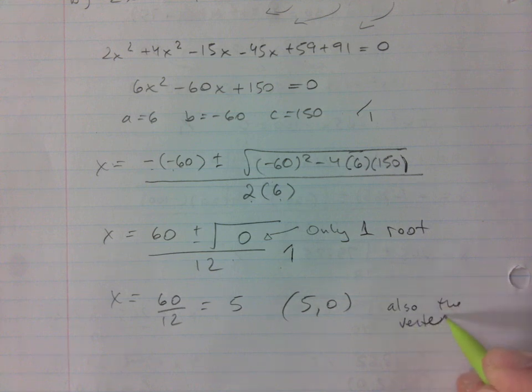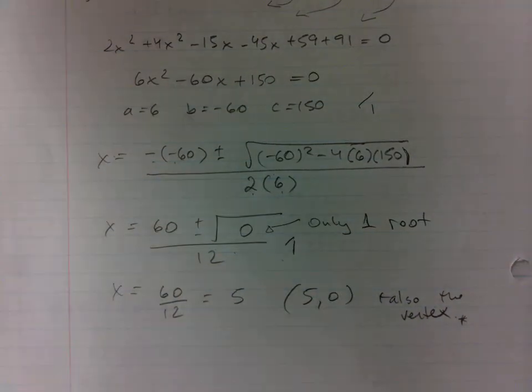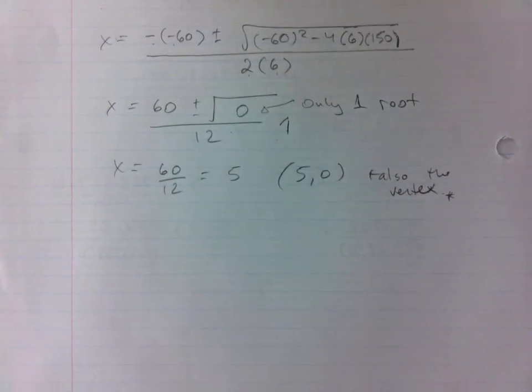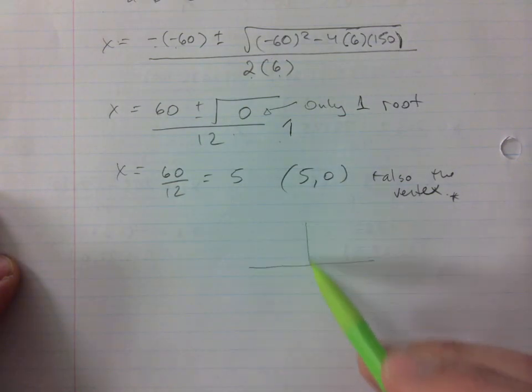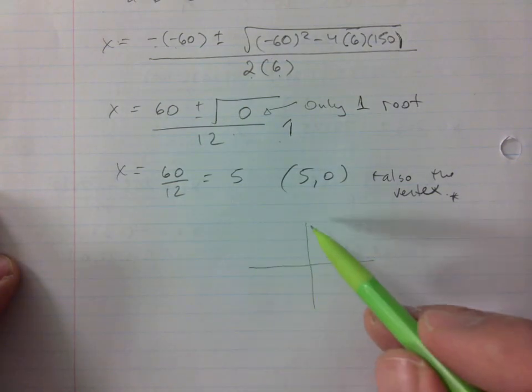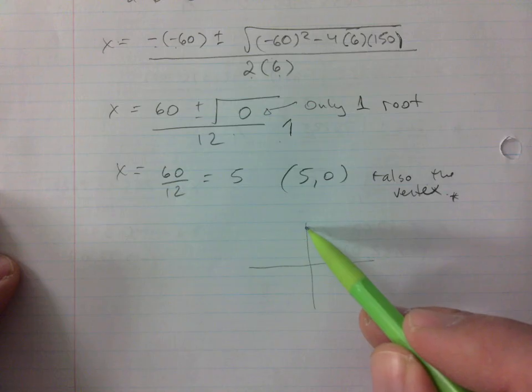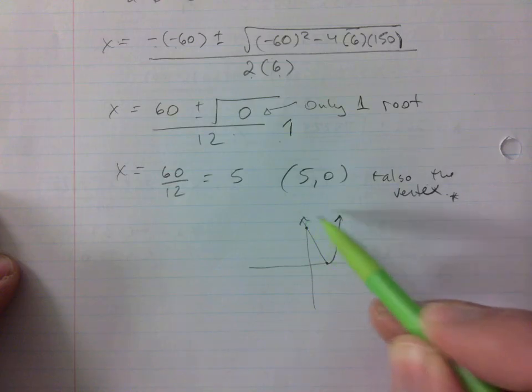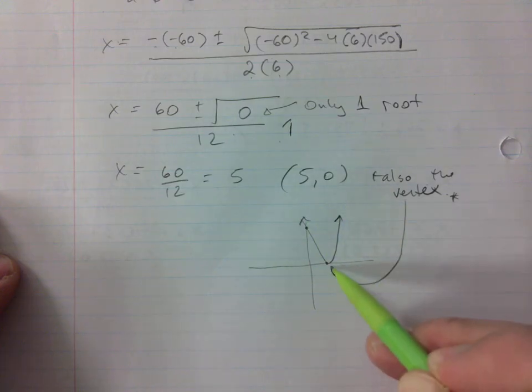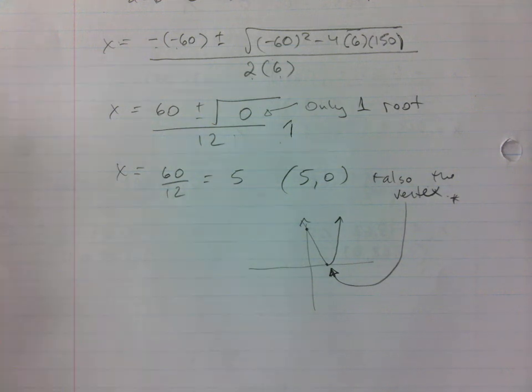So it's not just the x-intercept, it's also the vertex. Which way is this pointing? It's pointing up when we rewrite it. So imagine this. It's 150 here, and it's 50 here. So it does something like this. So it's our x-intercept and it's the vertex at the same time when that happens.